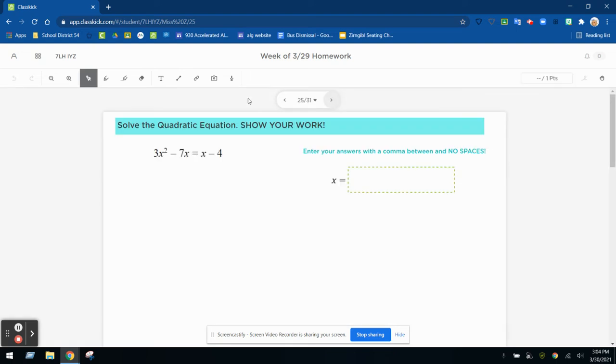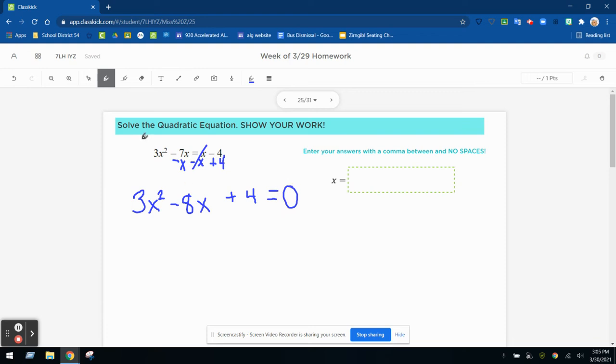All right, we're probably going to have to solve this quadratic by factoring. So let's start by subtracting x and adding 4. When I subtract x, I do have a like term that I'm going to be able to subtract from. So we'll have 3x squared, and then negative 7x minus x gives negative 8x. And now we have plus 4 equals 0.